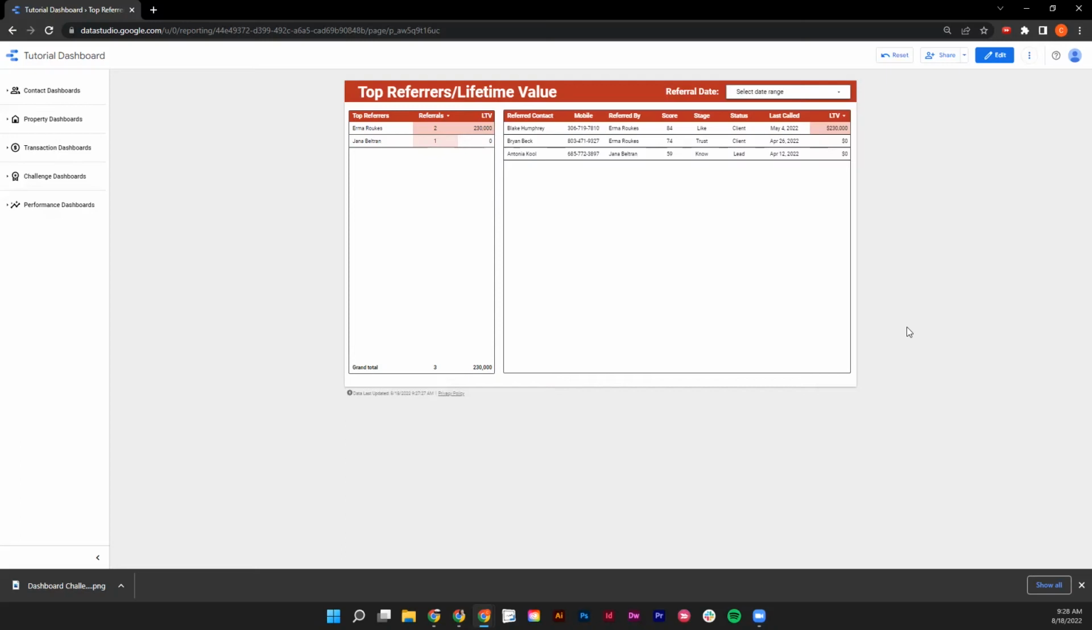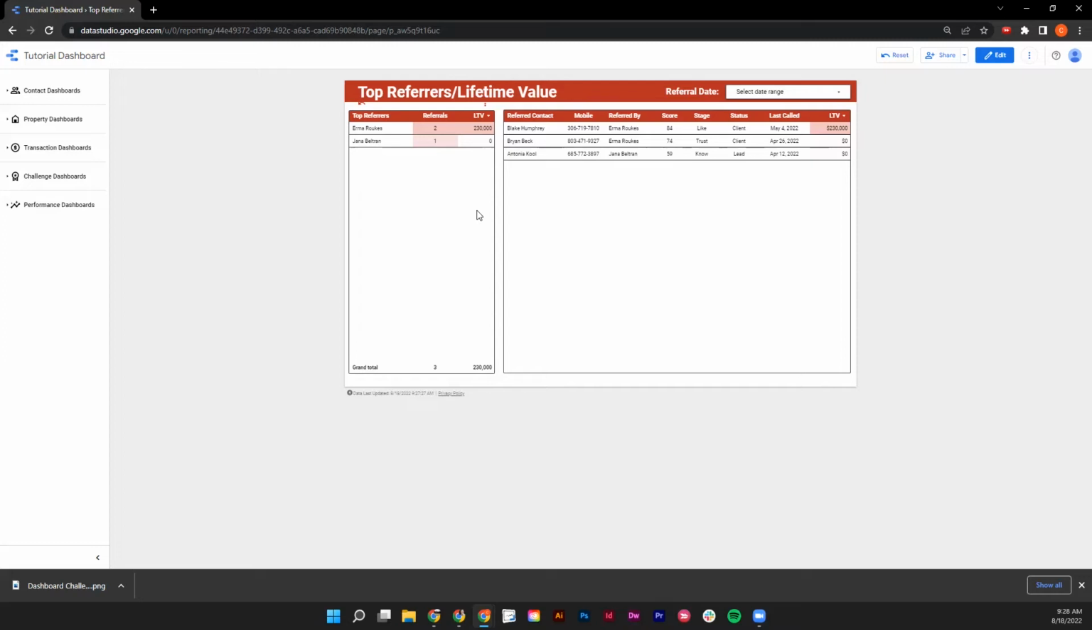The Top Referrers Lifetime Value Dashboard is designed to help you understand who your best friends of business are, so that you can start to celebrate and build that relationship with them. On the left-hand side, you're going to notice things like top referrers, referrals that they've given you, as well as that lifetime value that's associated with each of these contacts for their efforts.